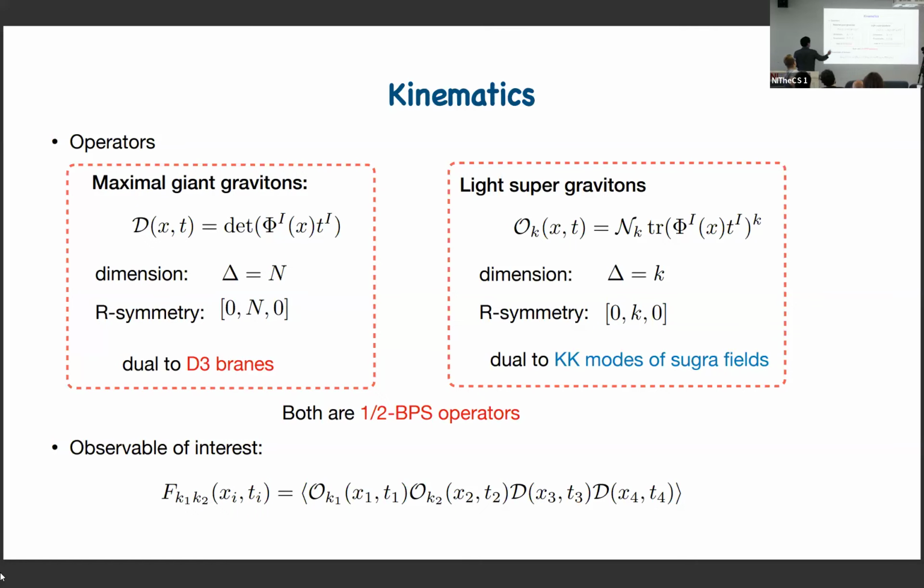Right. So just so that we're on the same page, let me state that again. We have 2 types of operators. We have the giant gravitons, which are determinants. And then we have the light supergravitons we talked about yesterday, which are traces. But both operators are LLPS. And this is the important point. The observables we are interested in computing are these 4-point functions where you have 2 of these light operators inserted at 1 and 2, and 2 heavy operators inserted at 3 and 4.